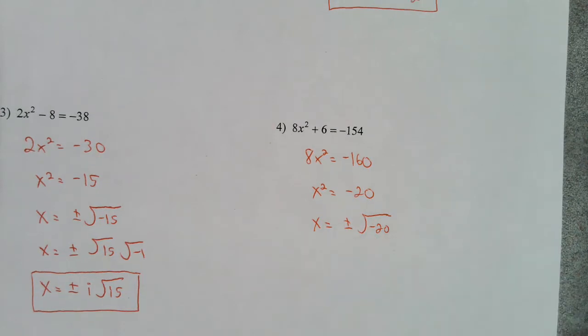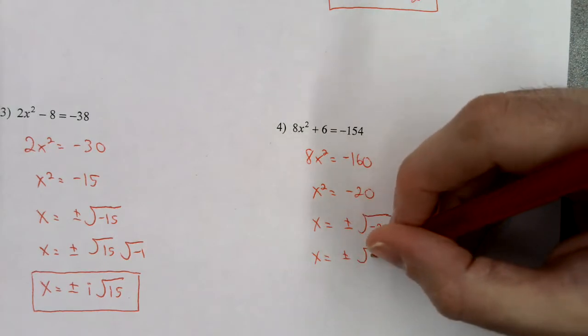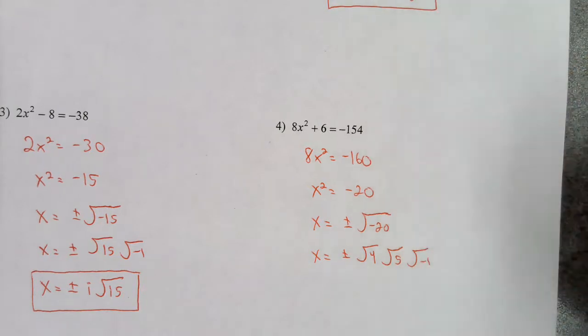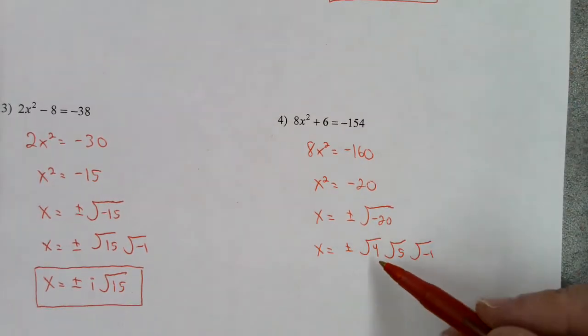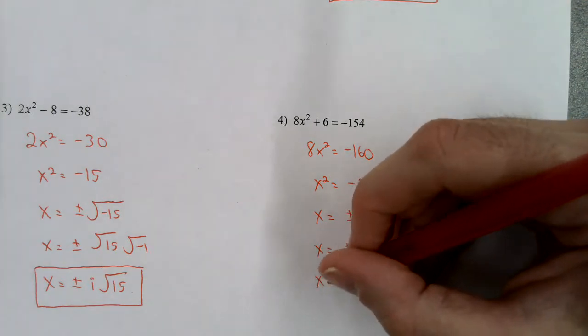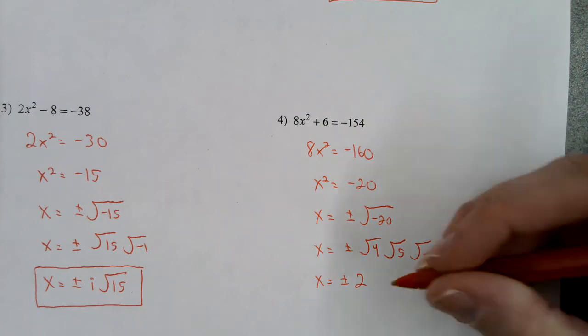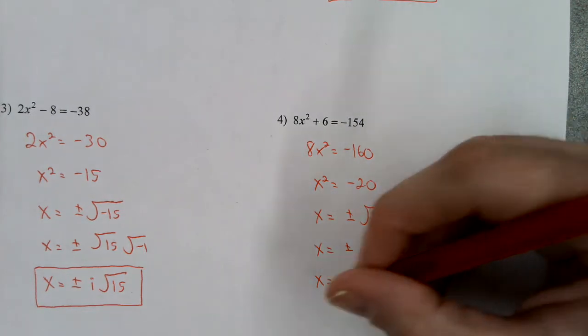And then you've got to simplify the square root of 20 using the perfect square numbers. Remember, 1, 4, 9, 16, 25, 36. I'm going to use 4. So I'm going to rewrite it as square root of 4, square root of 5, square root of negative 1. And the square root of 4 is 2. The square root of negative 1 is i. So 2i, and the square root of 5 stays like that.